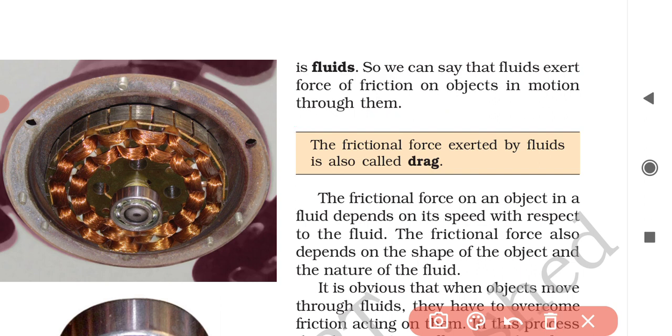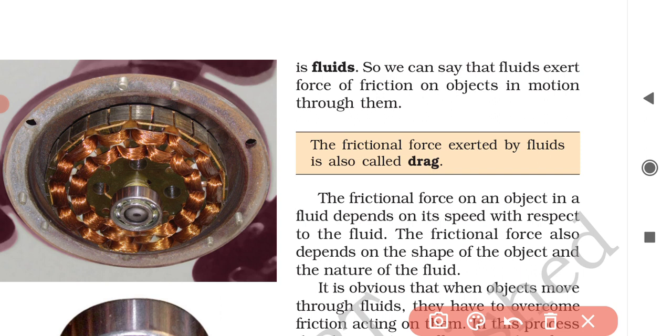Okay. Now there is a term which is given in your book. The definition is of drag, D-R-A-G. Drag, or we can say drag force. So what is drag force? The frictional force exerted by a fluid, say air or water, is called drag, or drag force. So drag is a kind of frictional force exerted by a fluid which opposes the motion of an object through that fluid. Drag force acts in a direction opposite to the direction of motion of the object.